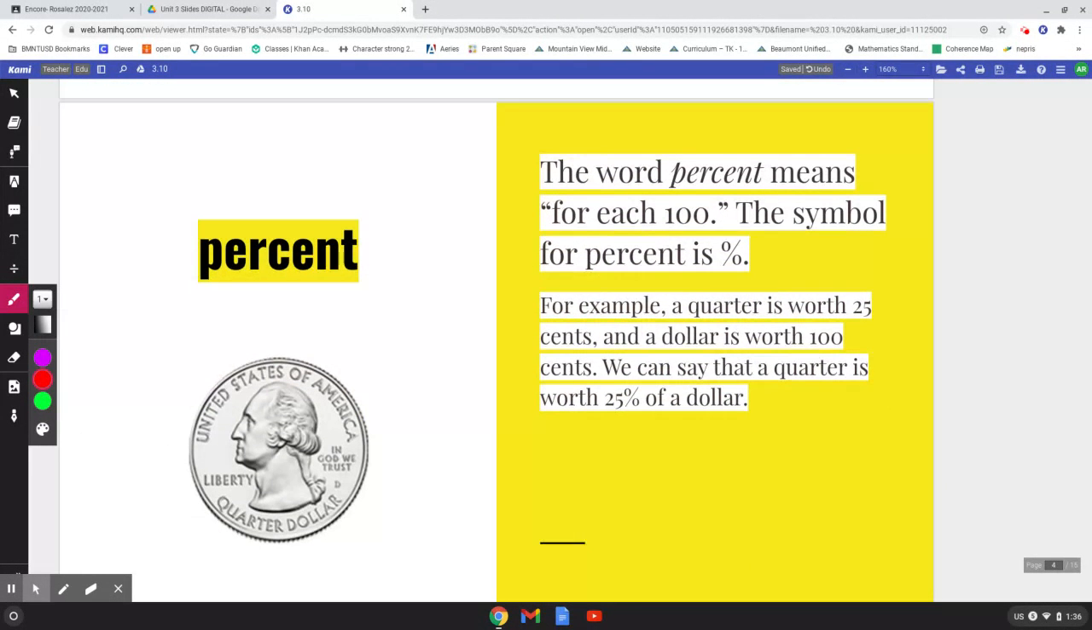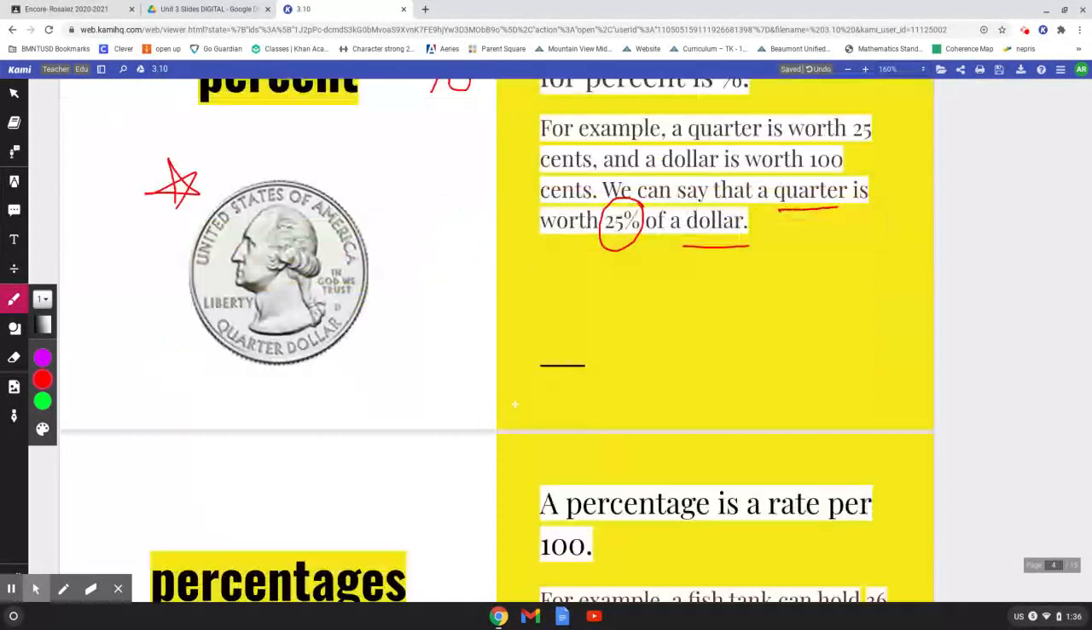So the word percent means for each 100. The symbol for percent looks like this. So when you guys see those little dots like that, the line and the little dots, that is a percentage sign. For example, a quarter, so the quarter is right here, right? You know what money looks like. It is worth 25 cents, and a dollar is worth 100 cents. So we can say that a quarter is worth 25% of a dollar. So whenever we're dealing with these percents, it is always best to think of money, and it makes life a little bit easier when we do that.